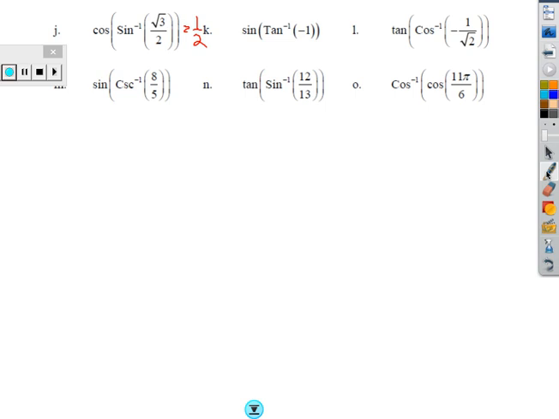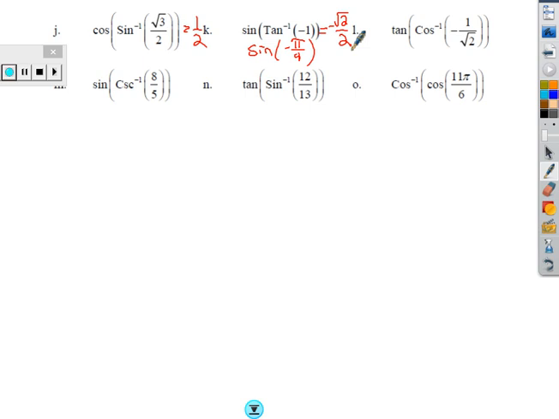Now next I've got the tangent inverse of negative 1. We already found that that was negative pi over 4, so I'm really finding the sine of negative pi over 4. Remember, we just covered that in the last page. And the sine of negative pi over 4, so that's the 45, 45, 90 triangle, and it's in quadrant 4, so it's negative root 2 over 2.